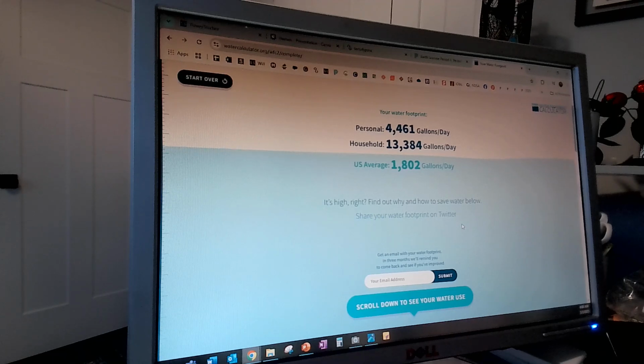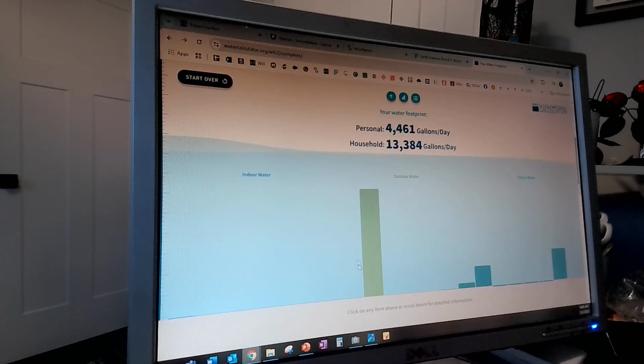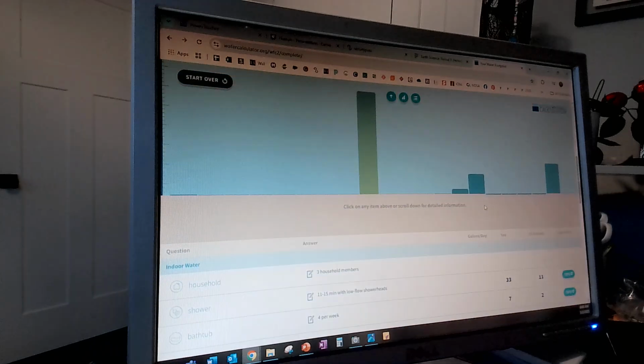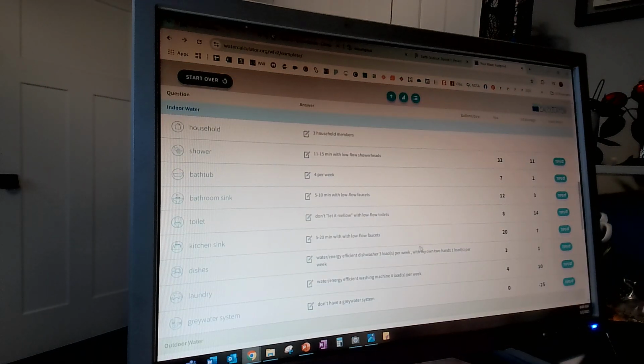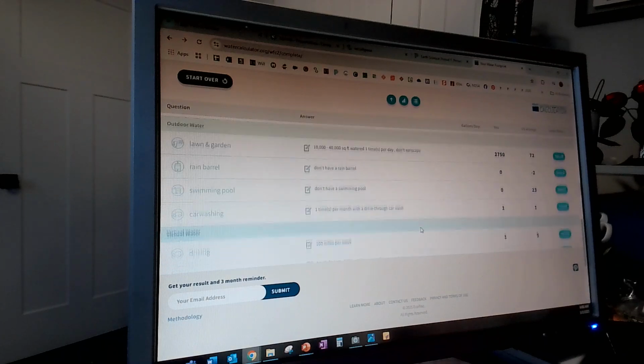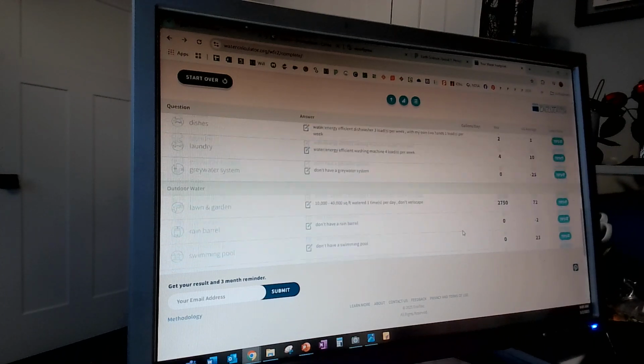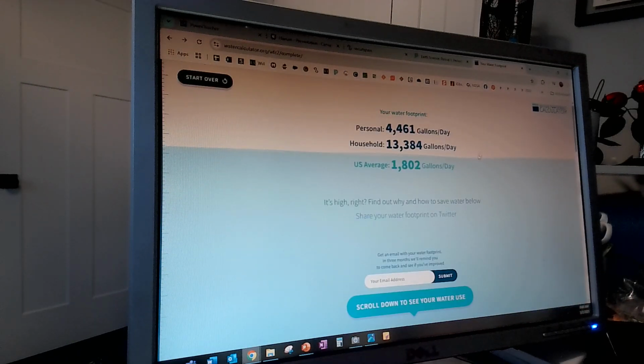Now, why is mine so high? It primarily comes down to my outdoor water use. My indoor water use is actually very well maintained. We don't use a lot. But our lawn takes up a lot of that. And then we get into our habits of shopping and our electricity and our diets. Animal-based diets are very water expensive. And it breaks it all down for you here. So take a peek at all of that. It's really interesting to see where your water usage is going.